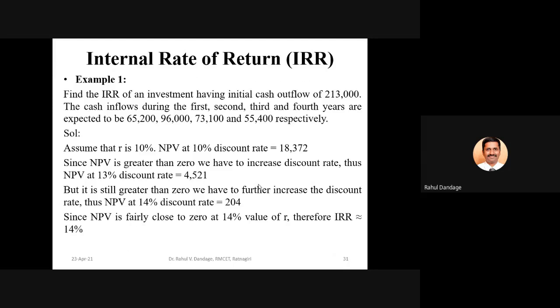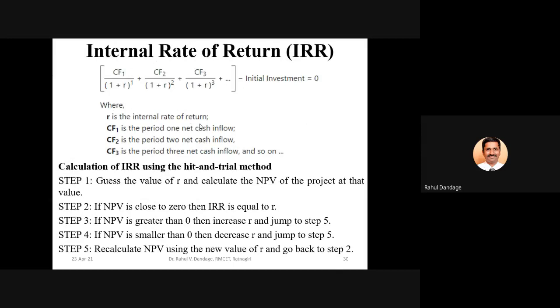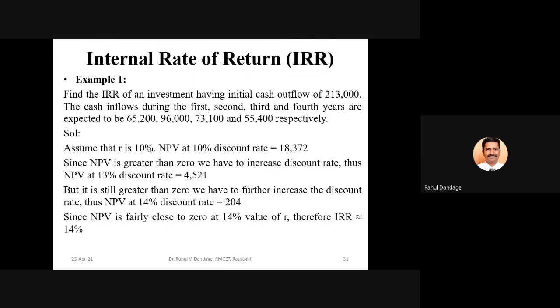Normally, if we observe many of the situations, the rates of interest are 10%, 15%, 12%, 18%, likewise. So let us go for some arbitrary value, assume that 10% is the rate of interest, and calculate the net present value using the rate of interest equal to 10%. What we have to do is use this formula: each cash flow divided by 1 plus R bracket raised to 1, add them together, minus the initial investment. 10% is the R assumed, which means it is 0.1.